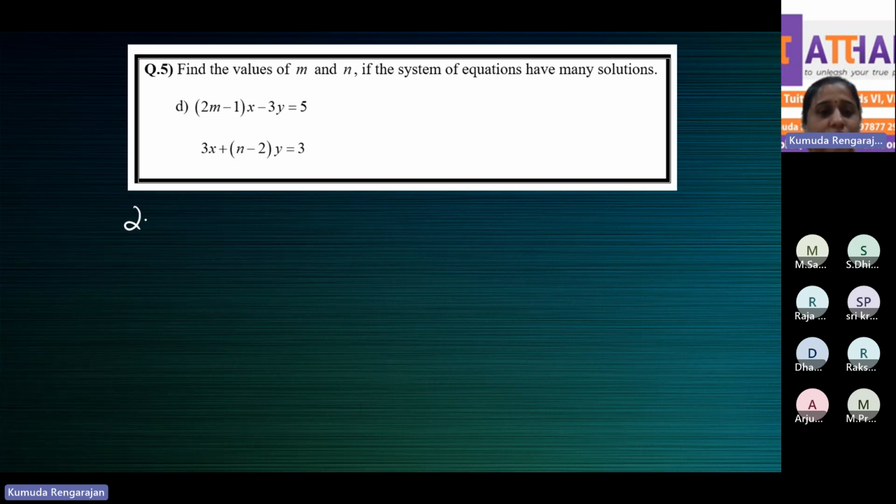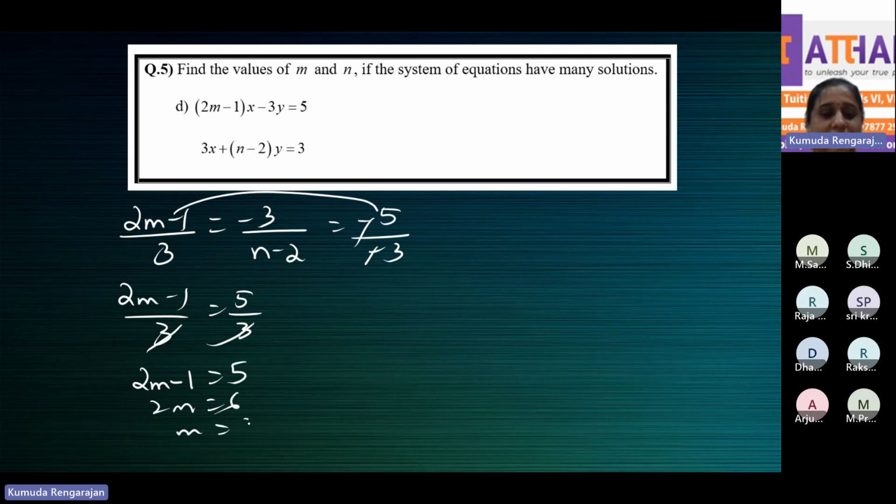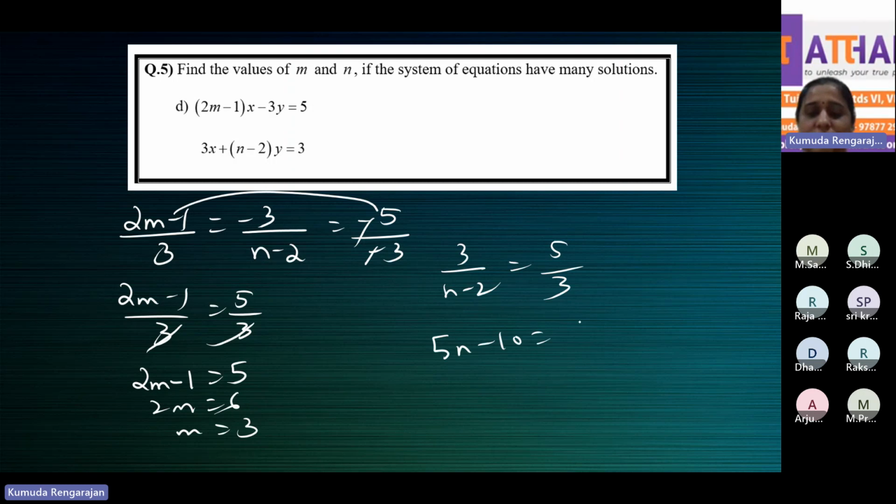So A1 by A2, 2m minus 1 by 3 is equal to minus 3 by n minus 2, is equal to minus 5 by minus 3. Then this will get cancelled. Now you should equate these two, because 2m minus 1 by 3 is equal to 5 by 3. 3 and 3 will get cancelled. 2m minus 1 is equal to 5, 2m is equal to 6, m is equal to 3. Got m. Next n: 3 by n minus 2 is equal to 5 by 3. Cross multiply, so 5n minus 10 is equal to 9, 5n is equal to 19, n is equal to 19 by 5. Finished. 1 minute, or maybe a little more than 1 minute.